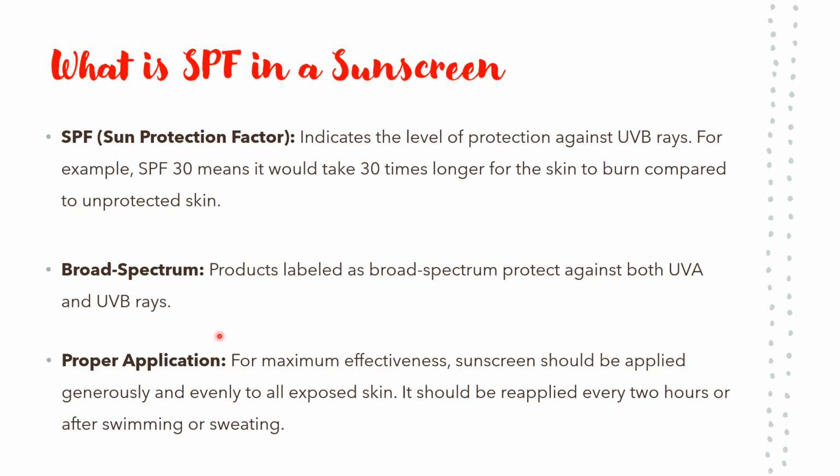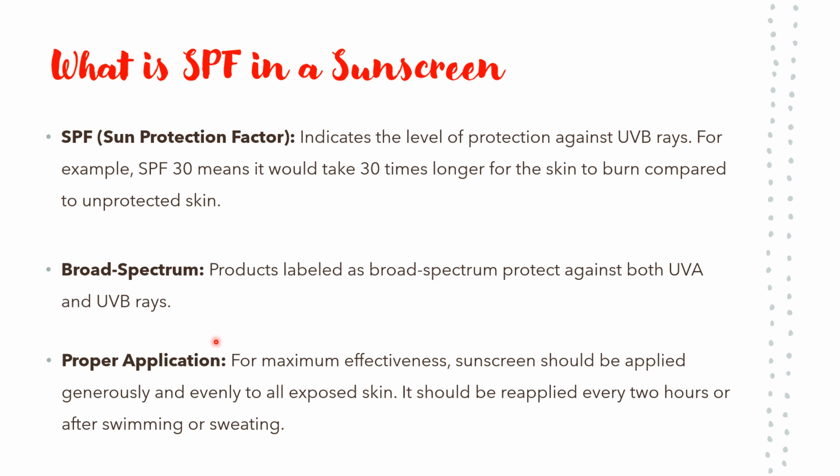What is SPF in a sunscreen? How can we select the best sunscreen? SPF means sun protection factor, which indicates the level of protection against UVB rays. For example, SPF 30 means the sun protection factor is 30. That means it would take 30 times longer for the skin to burn compared to unprotected skin.